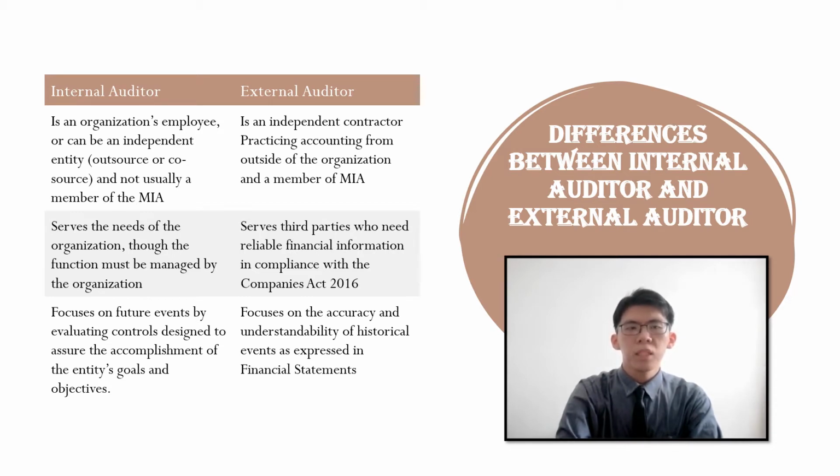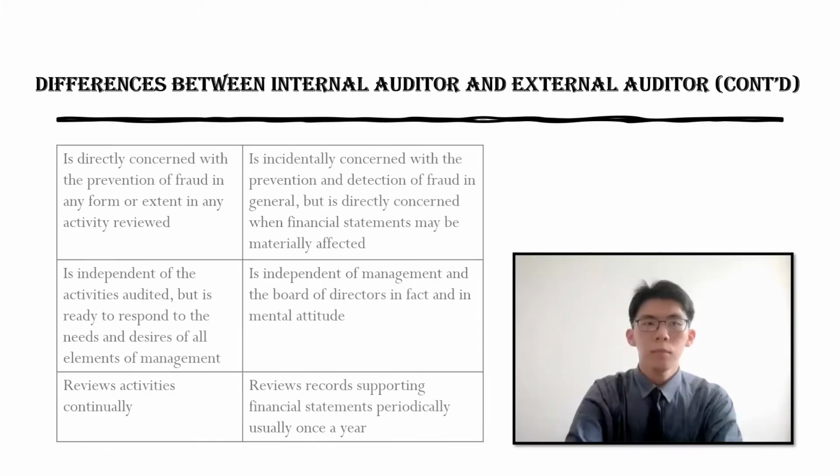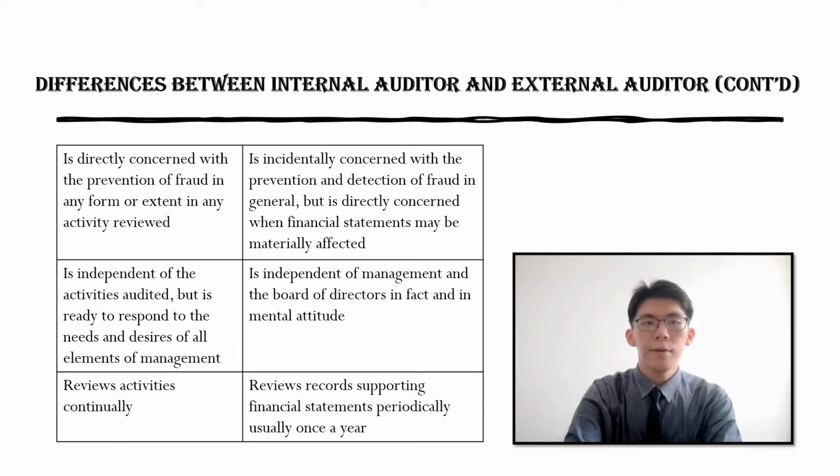The third one is that the internal auditor focuses on future events by evaluating controls designed to ensure the accomplishment of the entity's goals and objectives, while the external auditor focuses on the accuracy and understandability of historical events as expressed in financial statements. Besides that, the internal auditor is directly concerned with the prevention of fraud in any form or in any activity reviewed, while the external auditor is incidentally concerned with the prevention and detection of fraud in general, but is directly concerned when financial statements may be materially affected.